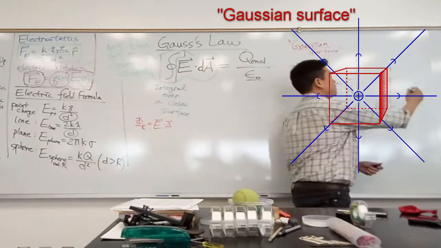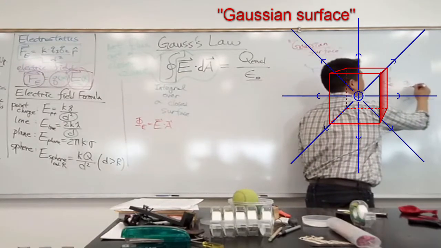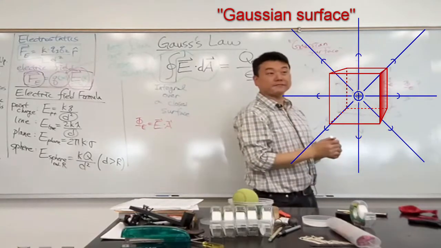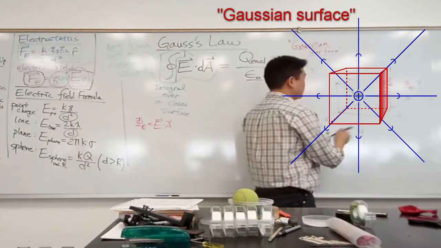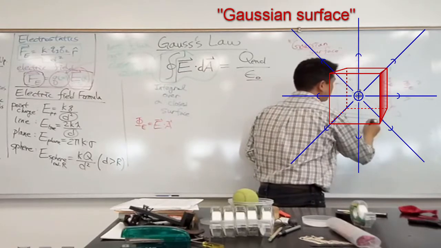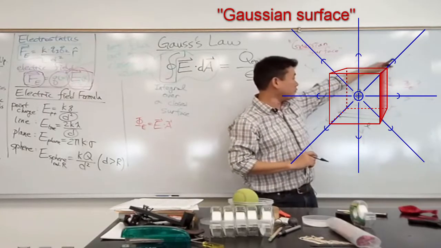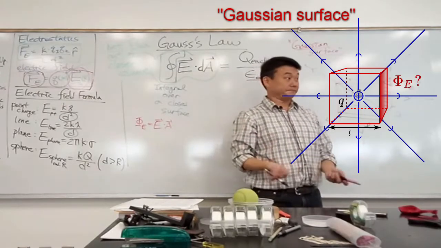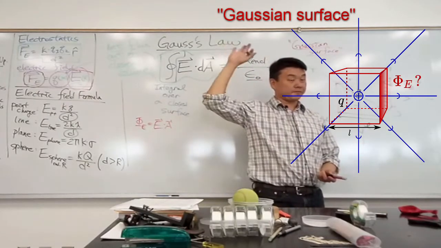If I simply ask you, okay, what is the flux here? Who knows the answer to that? Let's say I give you the amount of charge Q, I give you the length of the cube, and I ask for the flux for one of the surfaces of the cube. Anybody know the answer right off the top of your head?